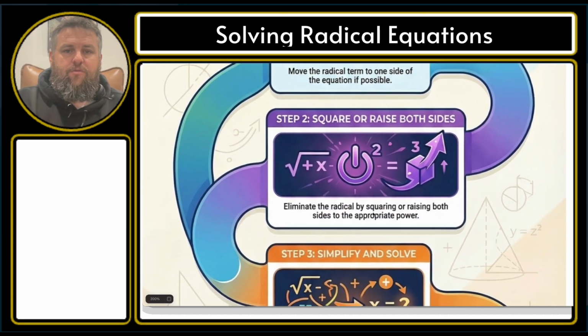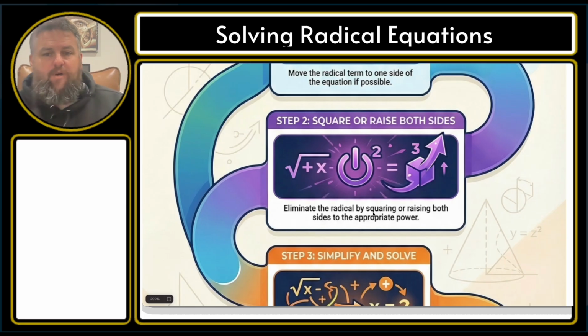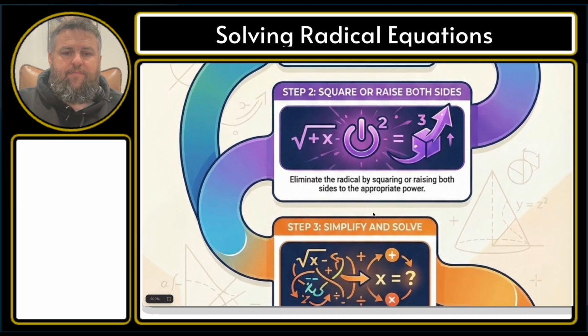Step 2, we're going to square or raise both sides of the equation. This is going to allow us to eliminate the radical by squaring or raising both sides to the appropriate power. If it's a square root, we are going to square. If it's a cube root, we're going to cube it. That will help us create the inverse.